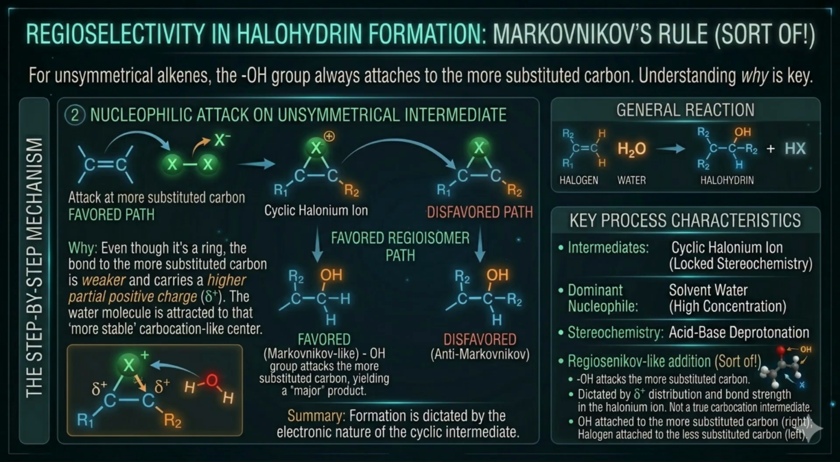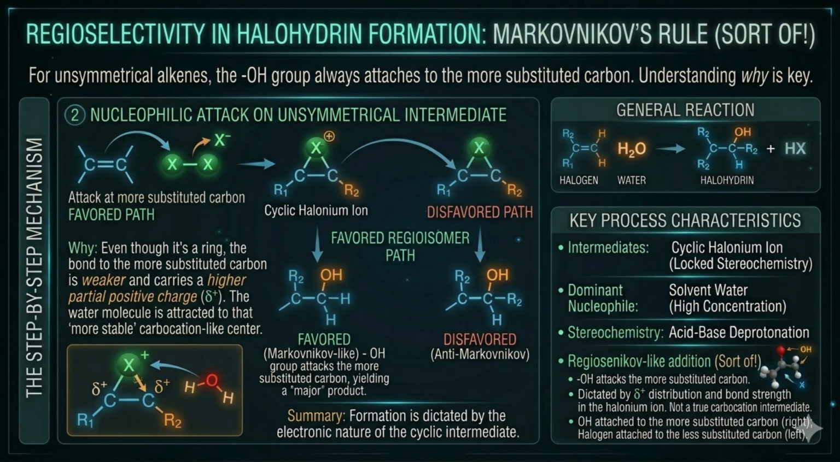Look at the center of the image. After the cyclic halonium ion forms, water must decide where to attack. You'll see two paths, the favored path and the disfavored path. In the favored path, the water molecule attacks the more substituted carbon. This leads to the Markovnikov-like product, which is our major regioisomer.